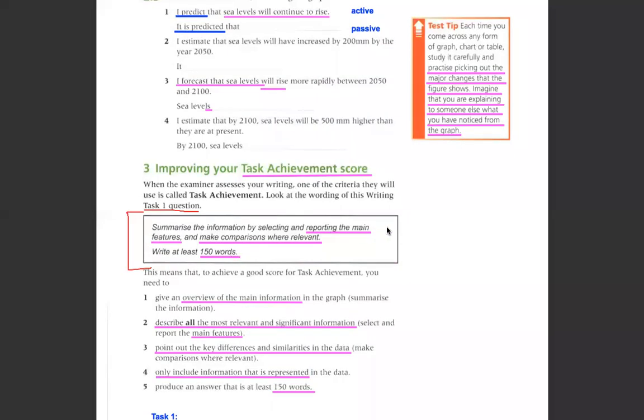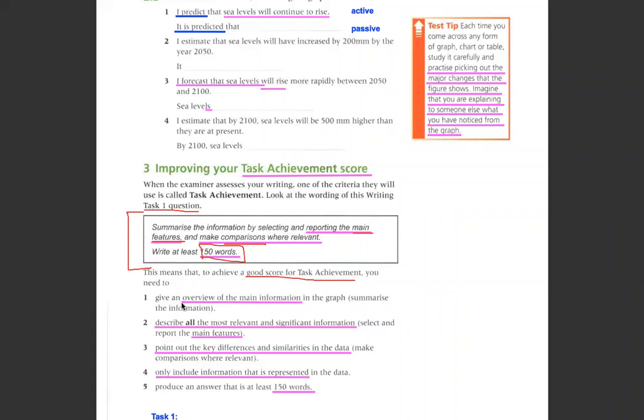So the instruction is always the same. It says summarize the information by selecting and reporting on the main features and make comparisons where relevant. And then it gives you the word count, which is always 150 words. Okay, so to get a good score for task achievement, we need to do these 5 things.